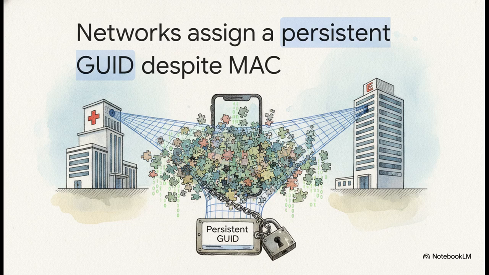randomize your device's MAC address by default, but it's a massive cat-and-mouse game. In response, enterprise networks, we're talking places like hospitals, banks, and corporate campuses, now use a framework based on the RADIUS protocol. So even if your phone scrambles its MAC address on every single connection, the network correlates your behavioral profile, your certificates, or MDM enrollment, and assigns you a persistent GUID. Basically, the network always knows it's you.